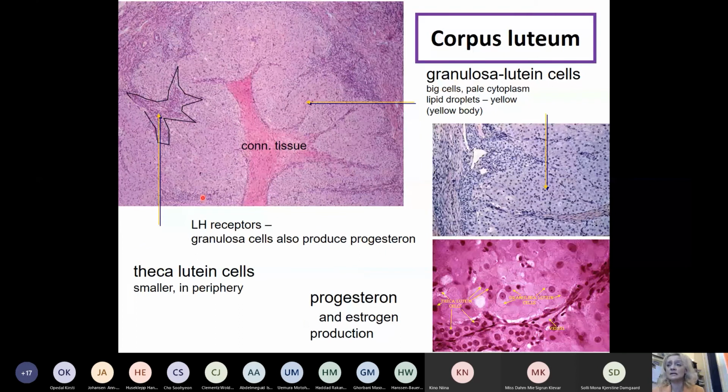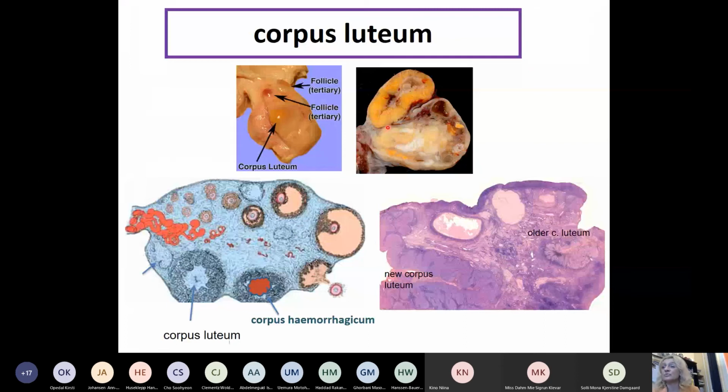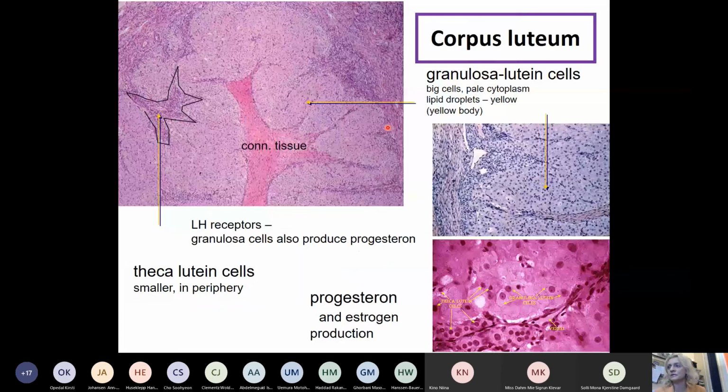And this is our slide. Here you can see the corpus luteum is huge. As you have seen here, the corpus luteum is a big structure. And here we have the granulosa and the theca cells growing really big. These are called the granulosa lutein and the theca lutein cells. But these derive from the granulosa and the theca cells of the follicles.